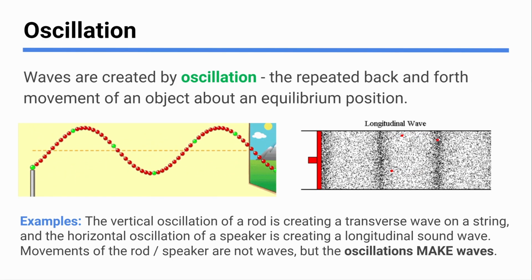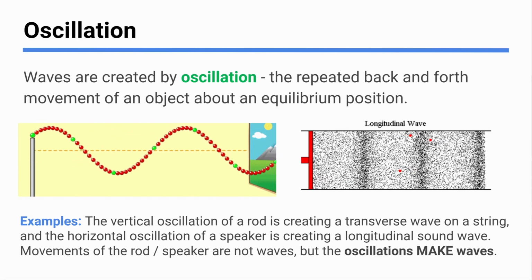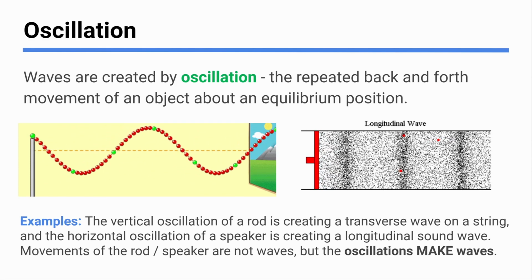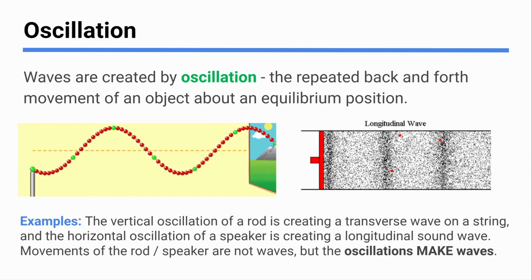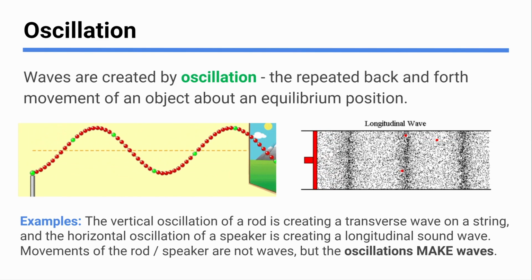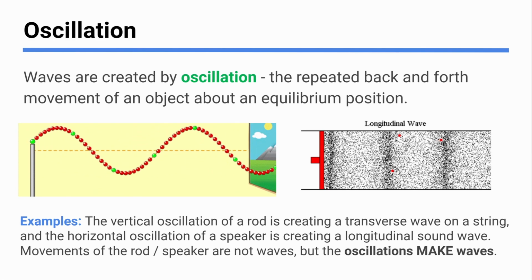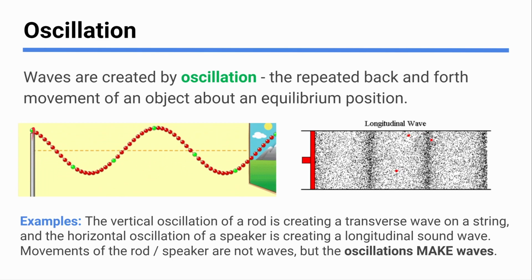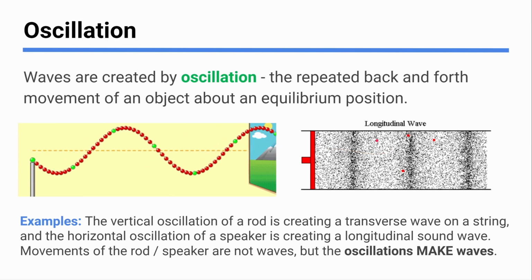This is a tricky thing because you're going to want to equate them, and an oscillation itself is not a wave. A thing moving up and down isn't a wave. A wave is a specific thing. It's a transfer of energy through space through a medium. So here are two examples: the oscillation, the up and down movement of this rod, is making a wave, and the wave travels down this string.